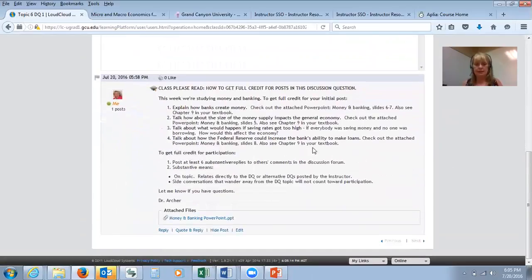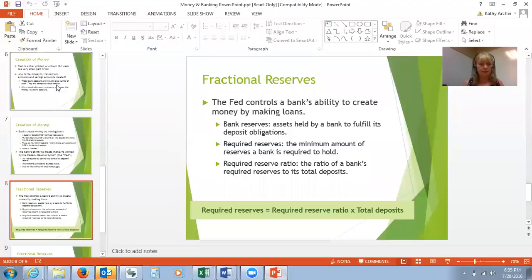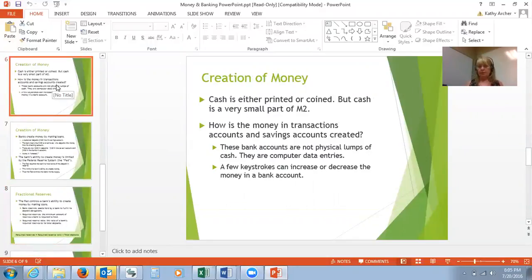So what it says is, number 1, explain how banks create money. Check out the attached PowerPoint, Money and Banking, slides 6 and 7. So the PowerPoint is attached right here, as you can see, and let's see what slides 6 and 7 have to say. Slide 6: cash is what we usually think of as money, but that's only a tiny part of the total M2 money supply. The big part is in the transaction deposits.